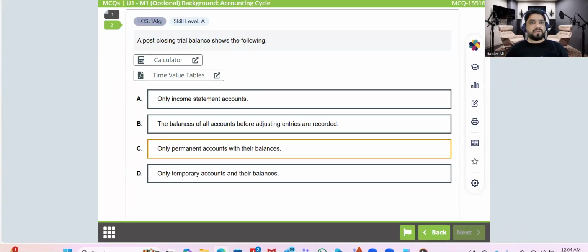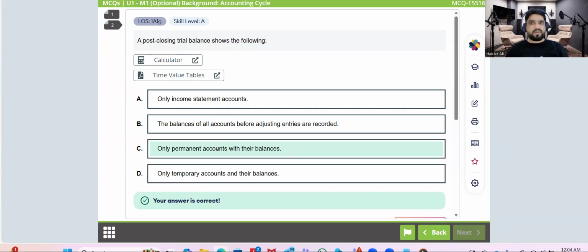The correct answer is C, but let's see what option D says. Only temporary accounts, not at all. Temporary accounts are closed. So only permanent accounts with their balances would be the correct answer. Yes, that's it. We have finished our first module with the help of the accounting cycle.